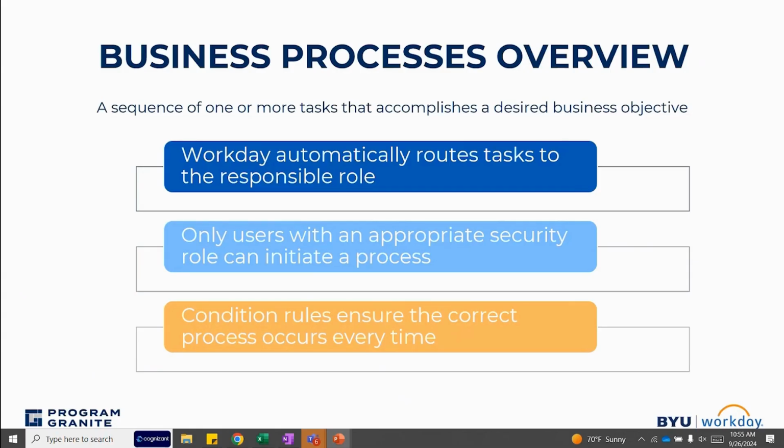And I kind of think of condition rules as if-then statements. So if this is a full-time faculty hire, then route to this person to launch this specific kind of background check. If this is a student hire, route to this specific person to, I don't know, make sure they're a student, whatever it might be, right? So condition rules ensure that the correct process happens every time based on the type of transaction.